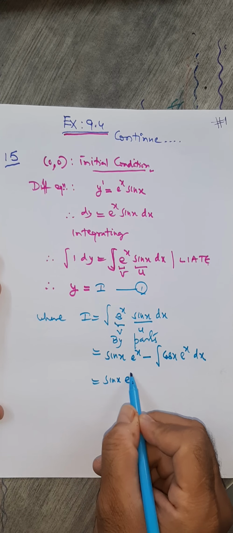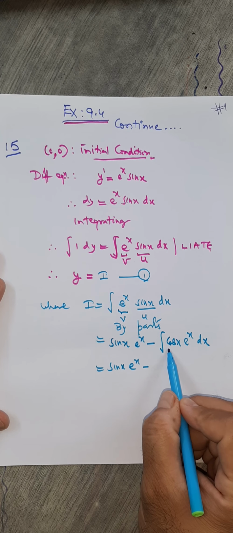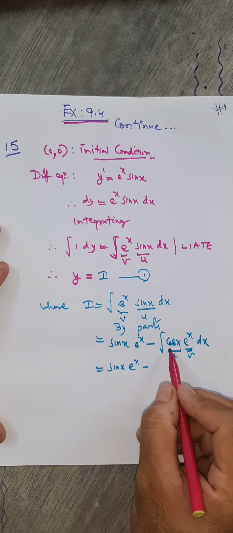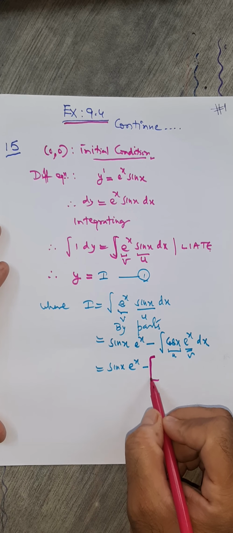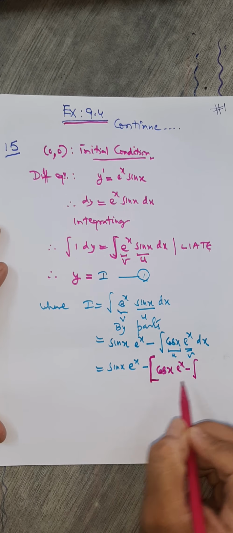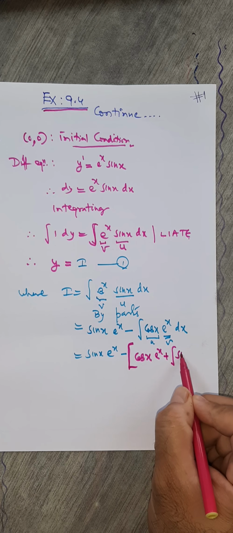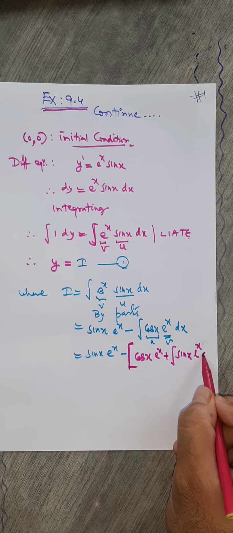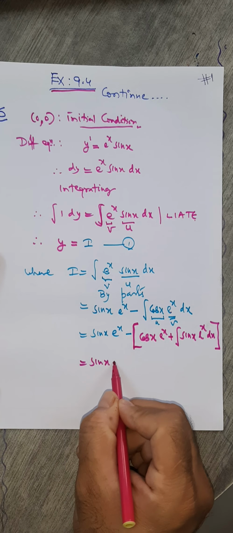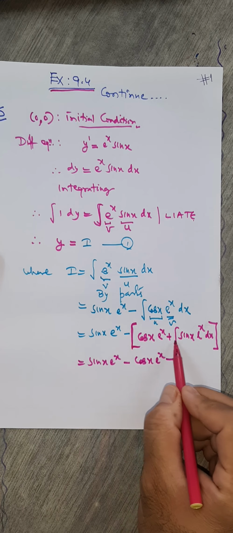So sine x into e raised to x minus, now here again, product of trigonometric and exponential, so we use parts again. U, v. Exponential is always the last function in that sequence. So if I use parts, cosine will come out, integral of e raised to x, minus, inside the integral, differentiation of cos, which is minus sine. So this will be plus sine x, and integral of e raised to x, the whole dx. So this equals sine x into e raised to x minus cosine x into e raised to x. If I open the bracket, this will be minus.